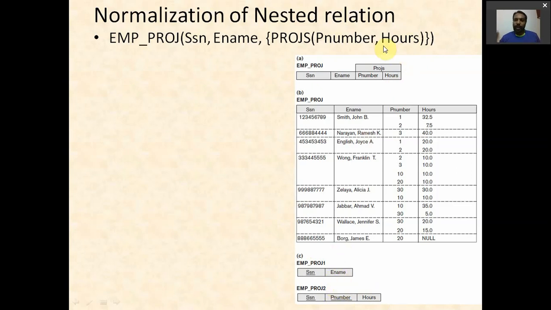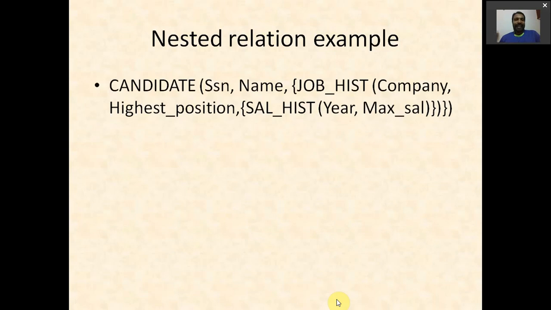So what we did is we decomposed this relation into two different relations. In the first relation, we included SSN and E name, and in the second relation, we included P number and hours, and also the primary key of the first table, SSN. In the new table, the primary key will be the primary key of the original table plus the partial key of this table. So this combination will be the primary key of this table. In this way, we can normalize. So we will see another example.